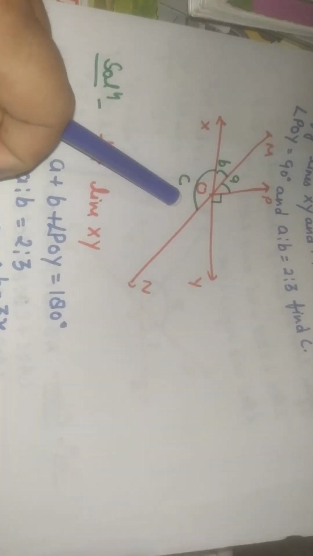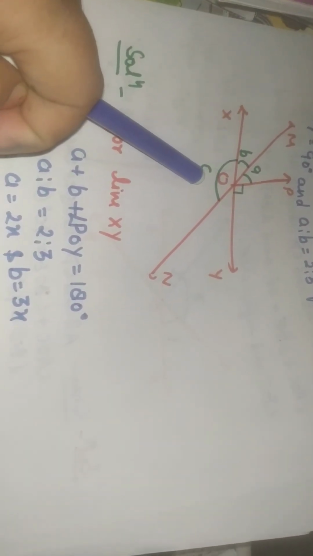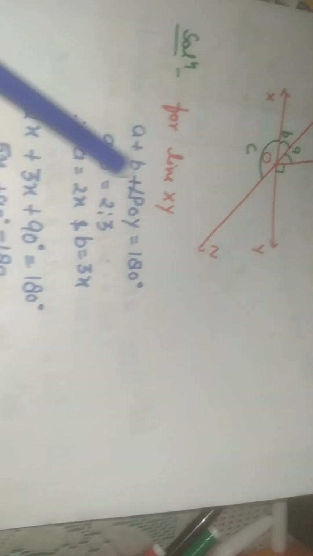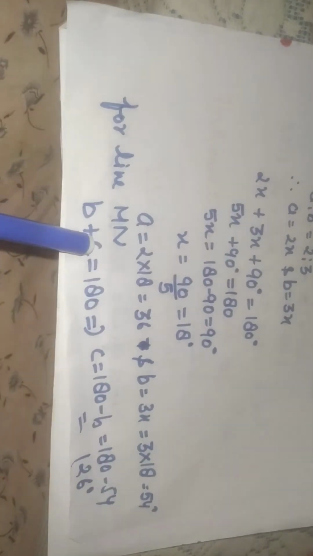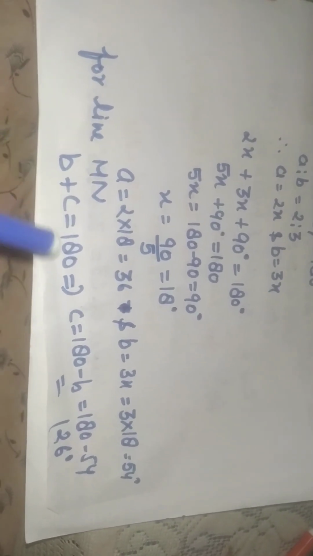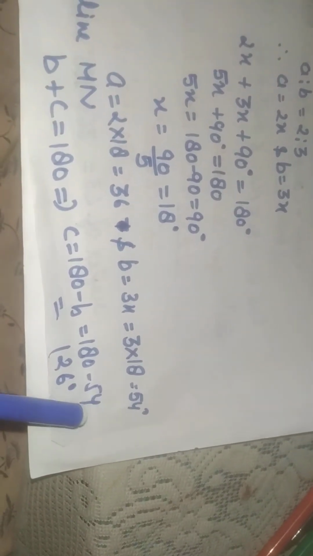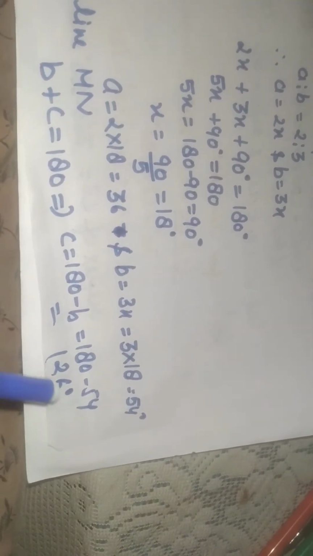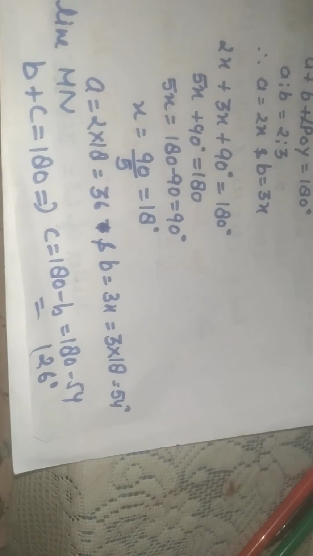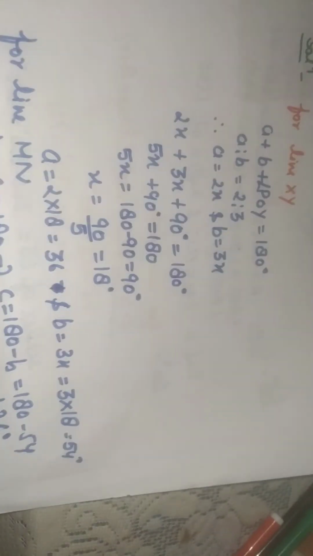Now we have to calculate C because they are asking for C. So we will look at the line MN. In MN, two angles are formed, B and C. So the sum of these two angles will be 180 degrees. So angle B plus C is equal to 180 degrees by linear pair. So angle C will be 180 minus B. Now we will keep the value of B here. The value of B is 54. So 180 minus 54 is equal to 126. So the value of C is 126. That is the answer to the question. Okay.